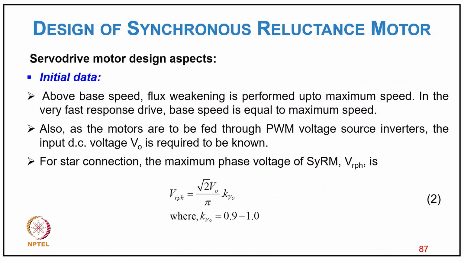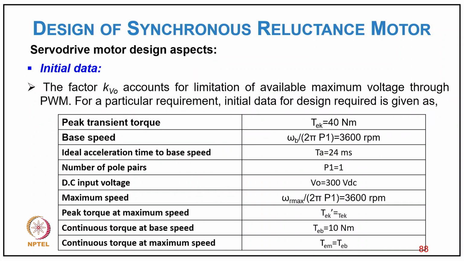So now coming to the initial data. Above base speed, flux weakening is performed up to the maximum speed with a very fast response time. The base speed is equal to the maximum speed, and as the motors are to be fed through a PWM voltage source inverter, the input DC voltage is required to be known. For star connection, the maximum phase voltage for the synchronous motor, V ph max, equals root 2 V0 by pi into KVP, where KVP is 0.921. The factor KVP accounts for limitations of the available maximum voltage through the PWM.